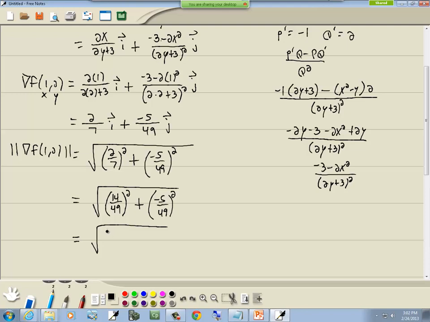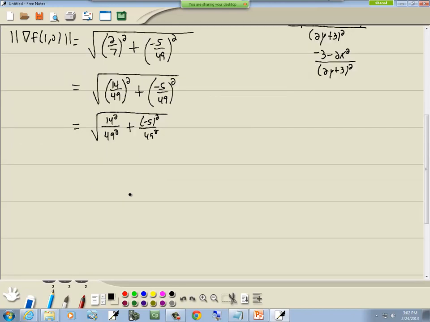Let's put those together. This would become 14 squared over 49 squared plus negative 5 squared over 49 squared. Which gives us, what is that, 256? Let me see. 14 squared is 196. Ah, it wasn't close. So 196 over 49 squared plus 25 over 49 squared. Now, they have the same denominator, so I'll merge them together. 196 plus 25, let me see what that is. 221 over 49 squared.